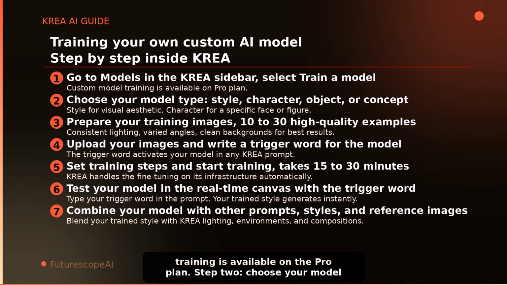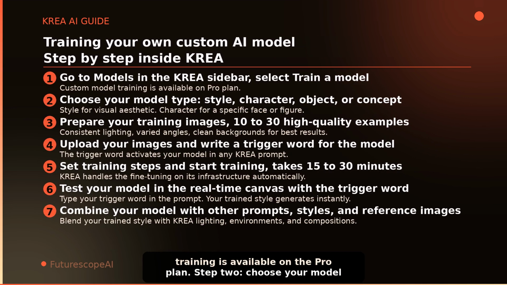Step 2. Choose your model type. Style for a visual aesthetic, character for a specific face or figure, object for a specific product, or concept for an abstract visual idea.